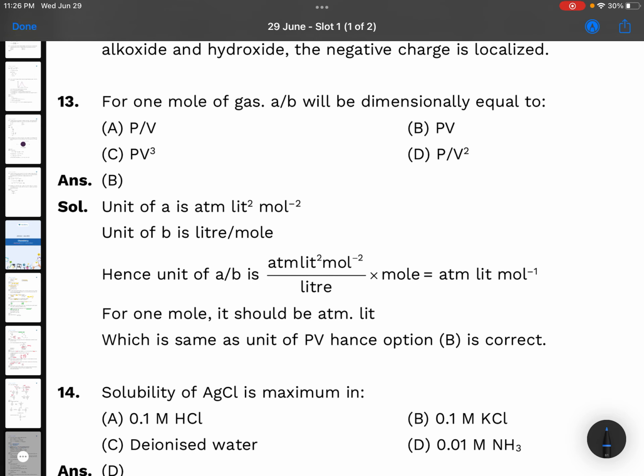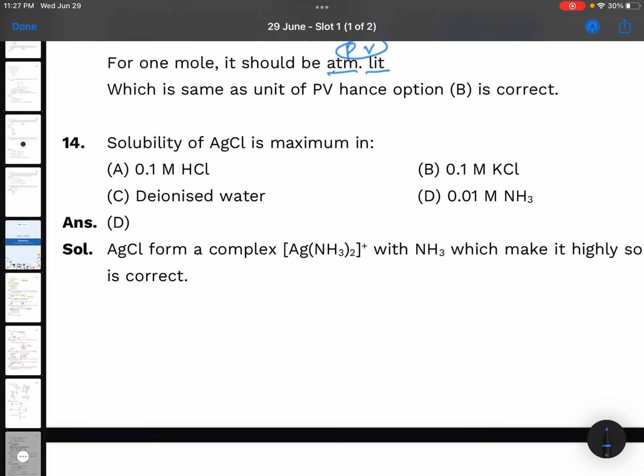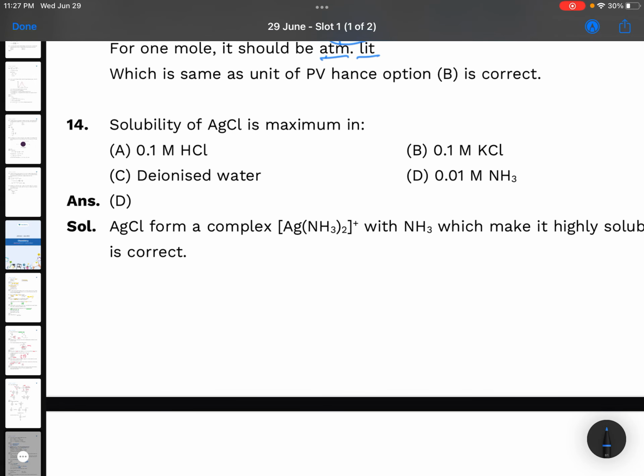For 1 mole of gas, A by B will be dimensionally equal. This is a very good question actually. Simple question. Based on A and B units. Actually, A units will be atm liter square per mole square. B units will be liter per mole. These A and B are van der Waals constants. Now A by B, if you are taking, you are getting atm liter per mole. For 1 mole it is atm liter. Atm means P, liter means V, so this is nothing but PV. I say this is a very good question. Simple, but most of the students generally skip such kind of question.